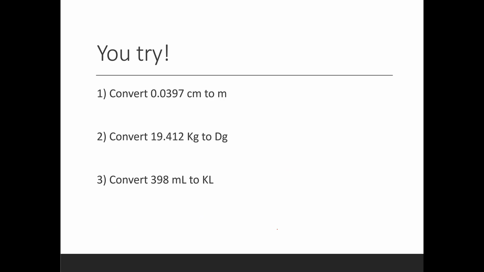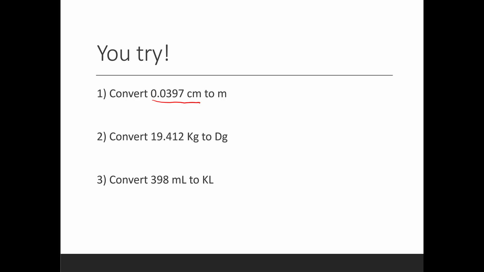Let's try to convert a couple of these. I'm going to do the first one with you and then see if you can do the other ones. So if I have 0.0397 centimeters, I want to convert that to meters.